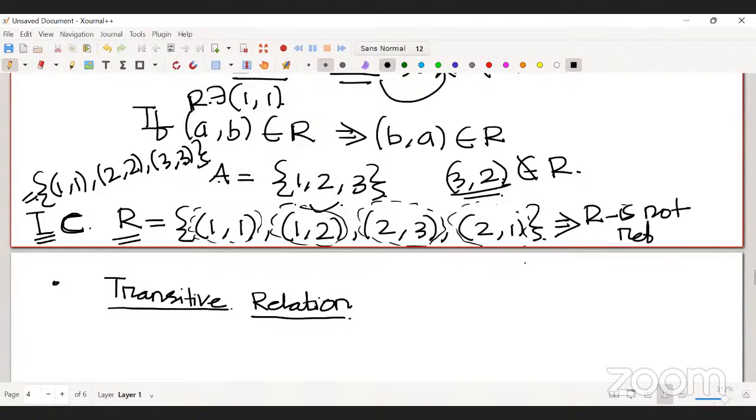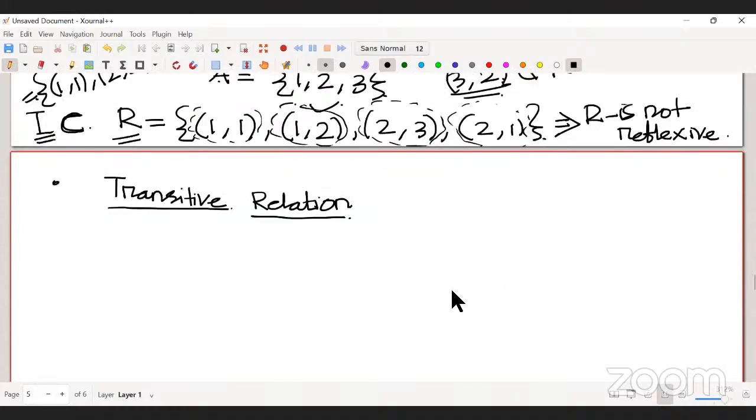Okay, sir, so identity and reflexive both are the same? No. Identity and reflexive are not the same. I have already discussed that they are different. If a relation contains the identity relation, then you say that R is reflexive. Identity relation is different. I'll suggest you please go and check whatever I have discussed regarding identity relation. Yes, sir, I will check it. Please continue.